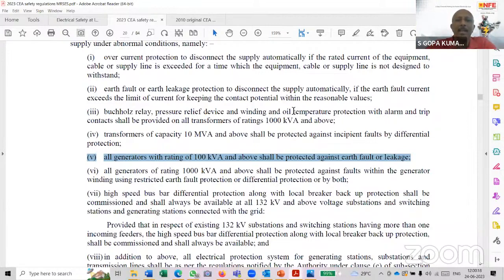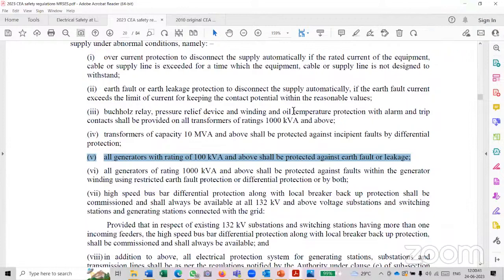Can anybody answer what is the basis behind this 650 volt? Now imagine we have a solar rooftop PV system, which is having, let's say, 800 volt DC. In which category will it come under? And where is it written in the regulation? Can anybody answer, sir?